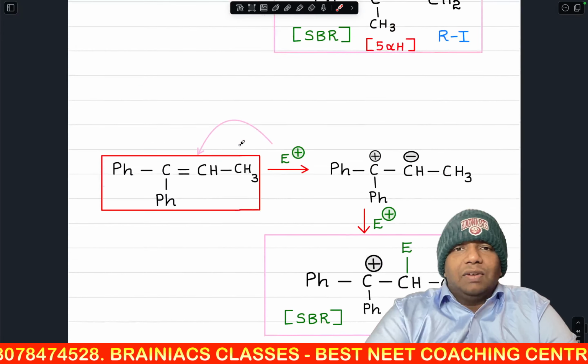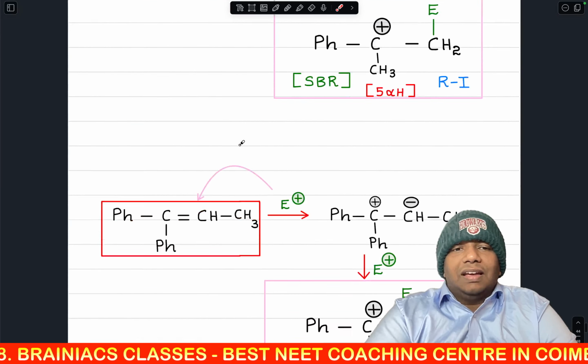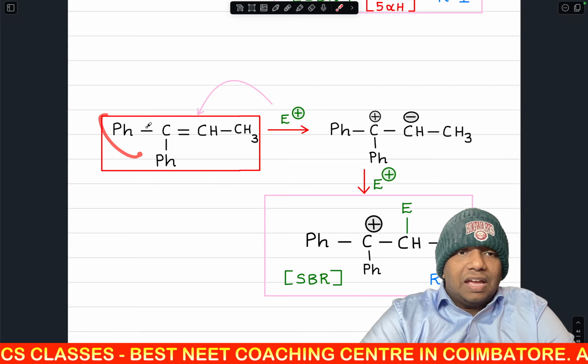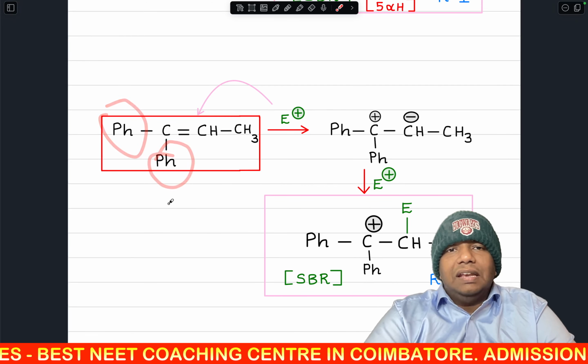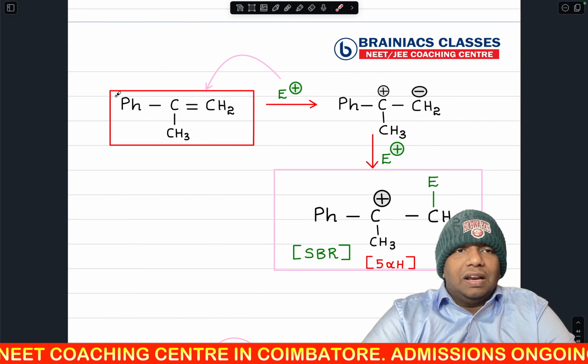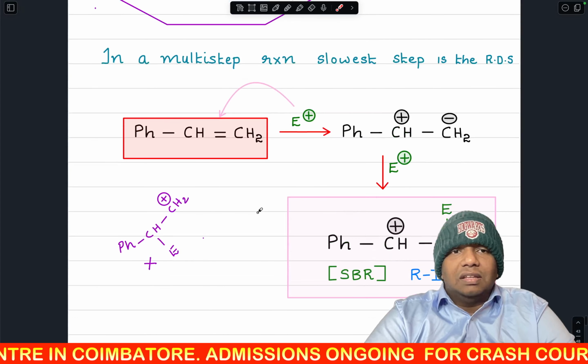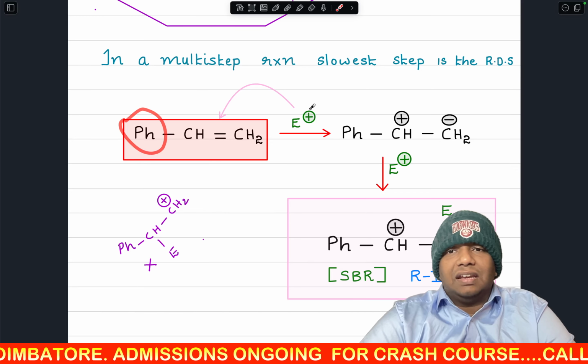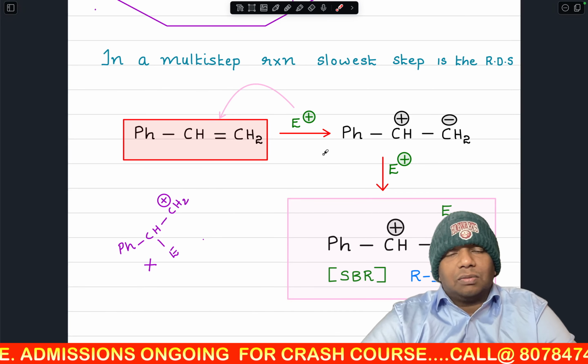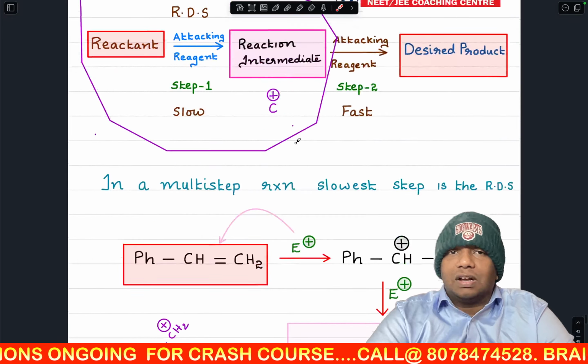So who will be reacting very fast, sir? So I understood that the one with the 2 phenyl rings will react very fast. Then the one with the 1 phenyl ring and 5 alpha hydrogens will react next. Then the one with the 1 phenyl ring and 2 alpha hydrogens will react. At the end only the other one will come.